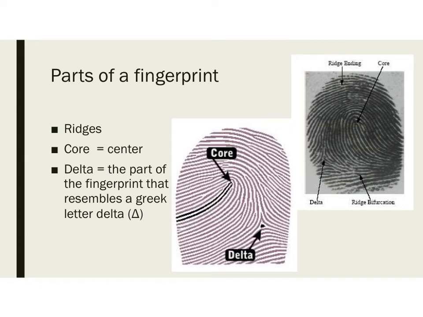On our fingerprint, the very center of our print, where the ridges originate, is going to be our core. That's the very center of your fingerprint. There's going to be a region that makes the Greek symbol delta, okay? That is going to be another characteristic that we want to be able to identify. Some prints have a delta, some patterns do not, okay?